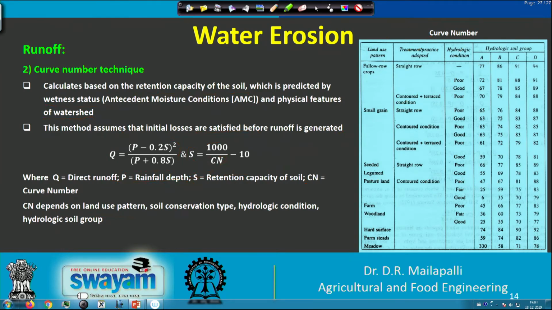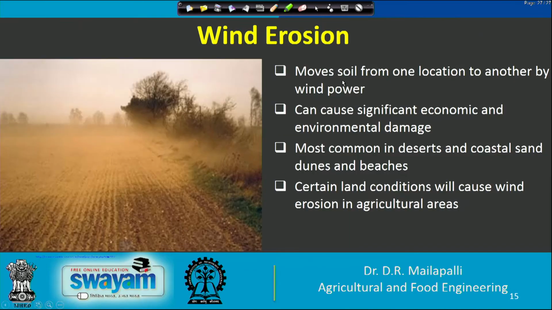Then the next is wind erosion. We finished the basics of water erosion, and now we move on to wind erosion. In wind erosion, wind power moves the soil from one location to another, basically just like water. The basic principle is to detach the soil particles from their original position and transport them to a new position. It can cause significant economic and environmental damage if you are not seriously concerned.